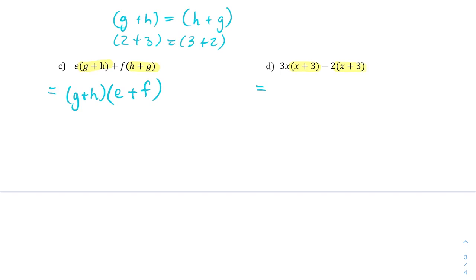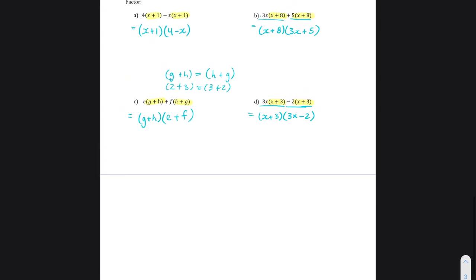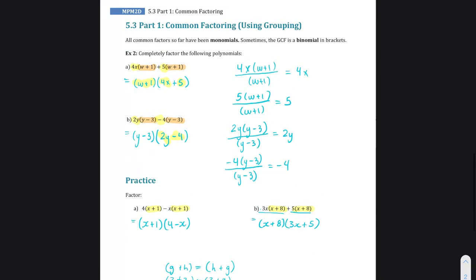The last one, again, we have factoring by grouping. We have the bracket x plus 3 in common. What do we need to multiply it to give us back the original term? Just 3x, and for the second term, negative 2. And that's it. So this is a lot easier, factoring by grouping. I hope you appreciate it.